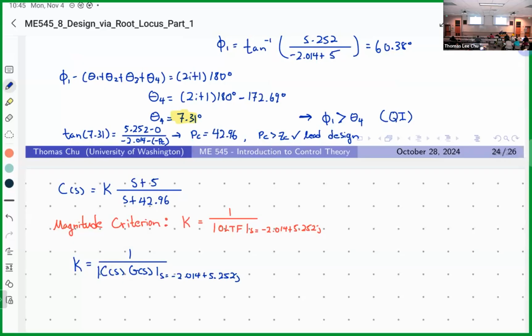And we're going to get 1,423 as our gain.